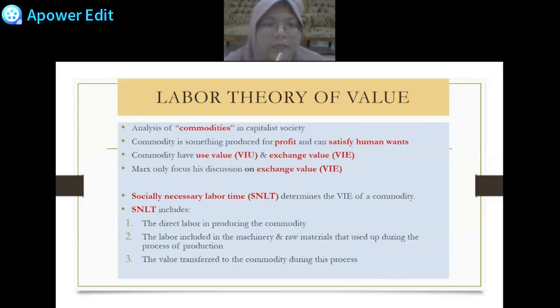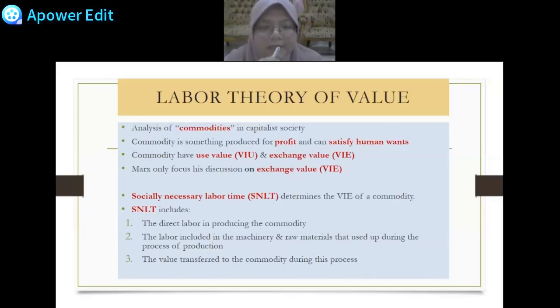I will continue with the labor theory of value: analysis of commodities in a capitalist society. A commodity is something produced for profit that can satisfy human wants. A commodity has use value, VIU, and exchange value, VIE. Marx only focused his discussion on exchange value, VIE. Socially necessary labor time, SNLT, determines the VIE of a commodity.